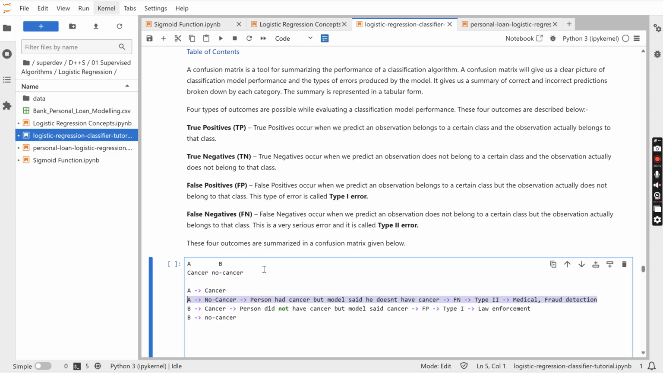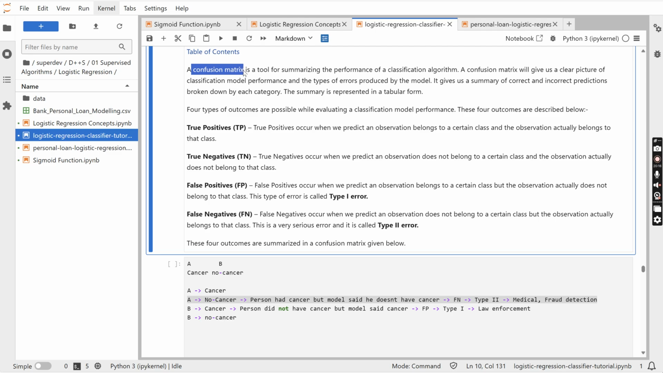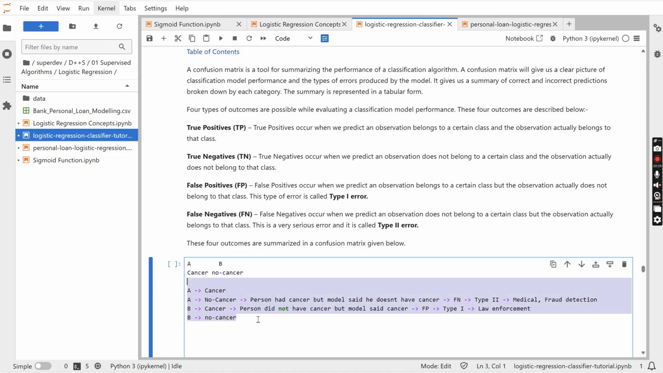So these are some of the components of a confusion matrix. We have not yet even talked about the confusion matrix. We are still discussing the components. Did you understand this with this example? Okay, everybody.